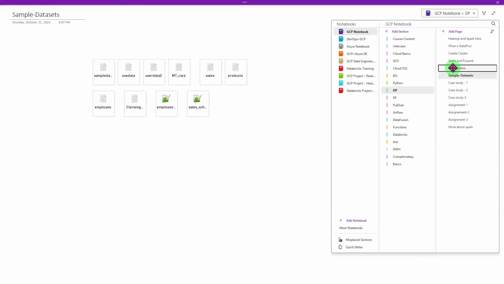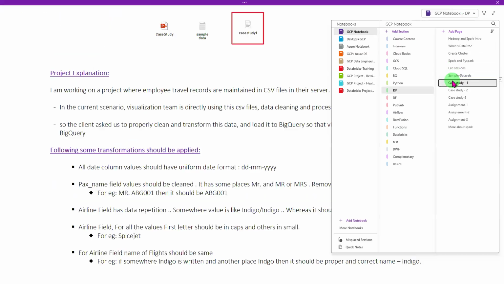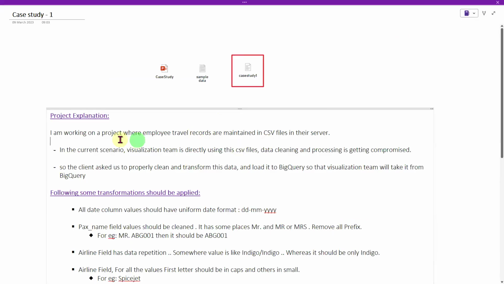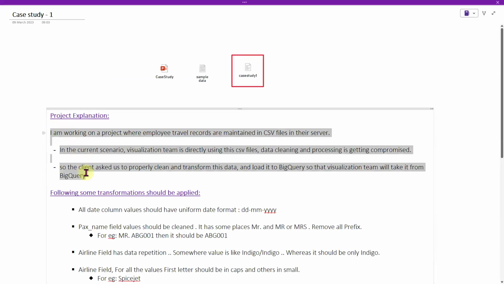Then once PySpark is covered, we go to case study 1, which is a real-time case study, guys. In case study 1, you are working on a project where the travel records are maintained in a CSV file. In the current scenario, this is what is happening.